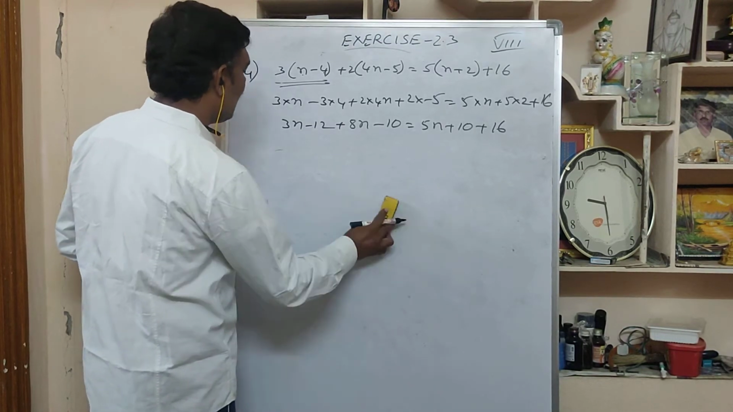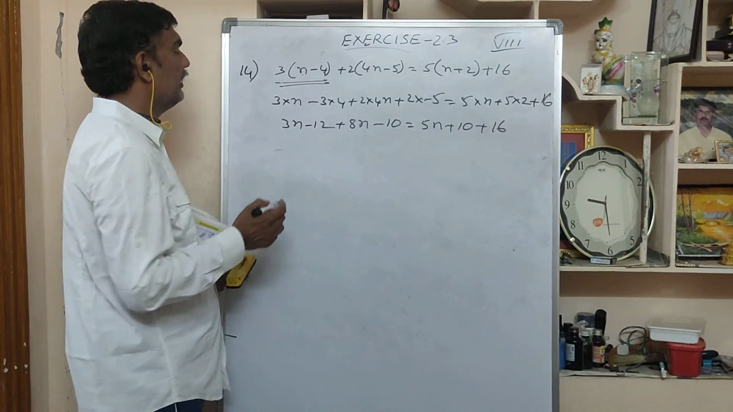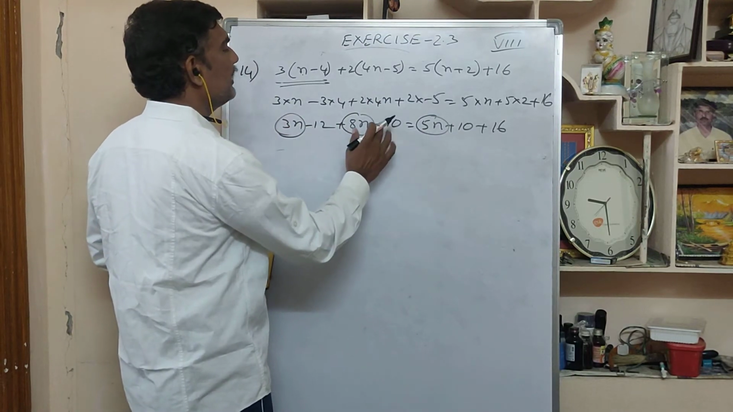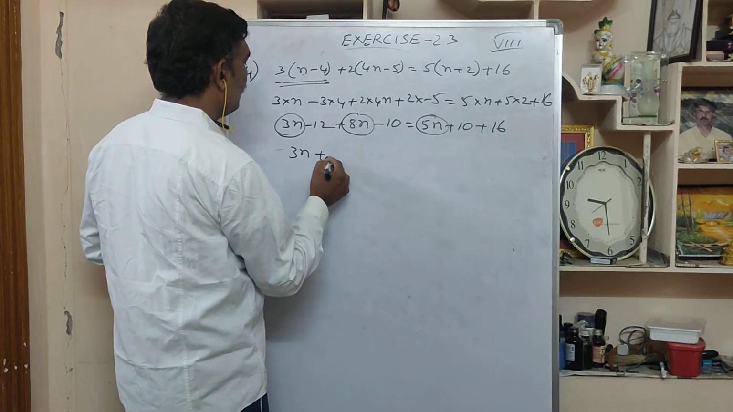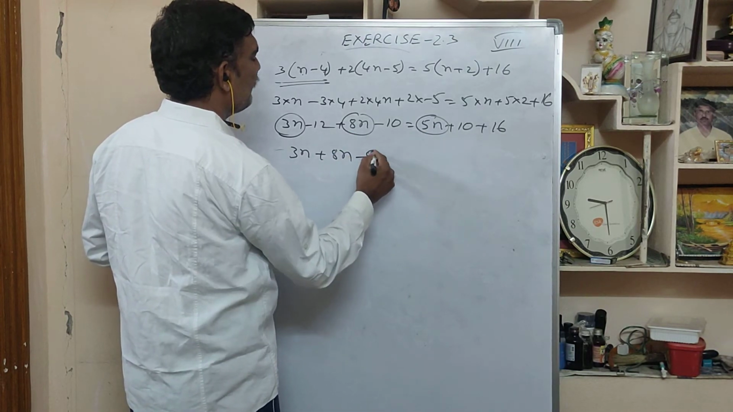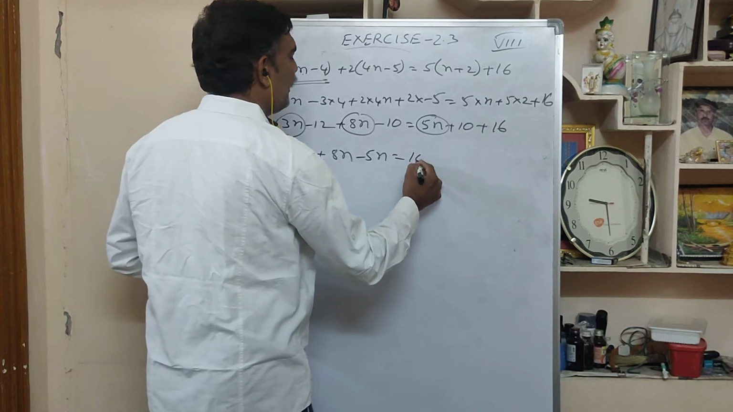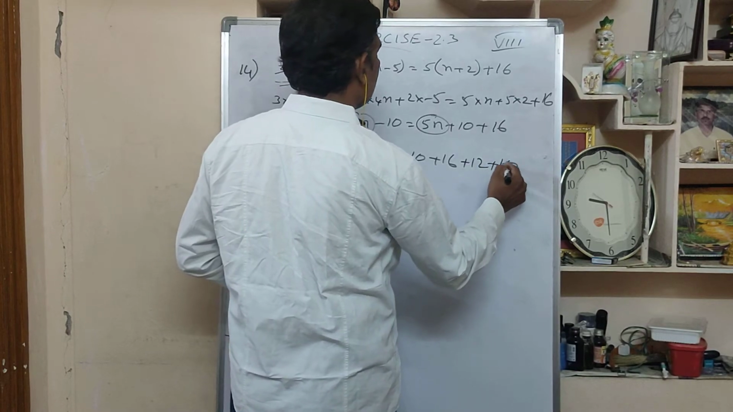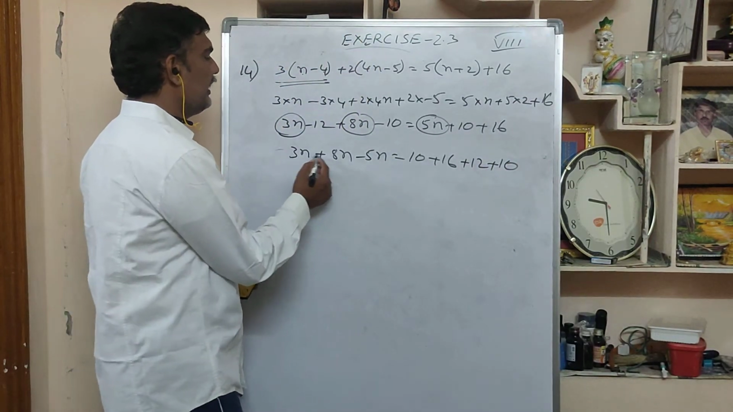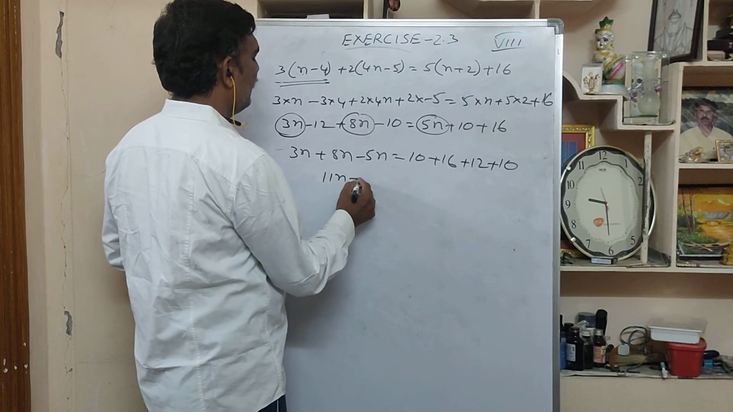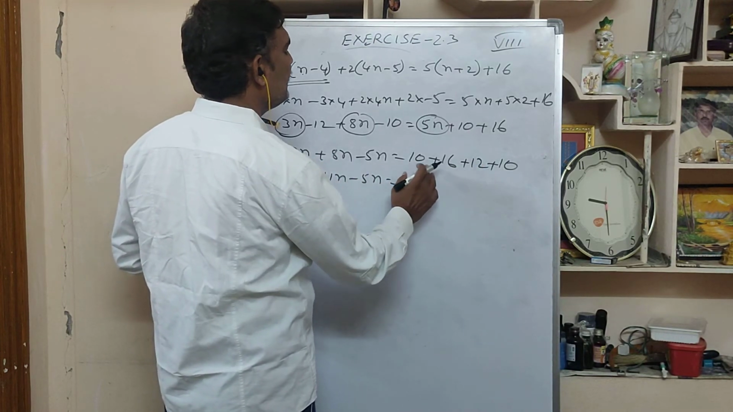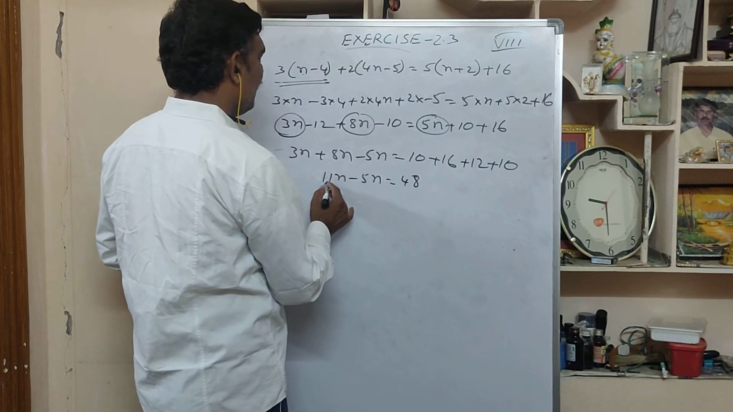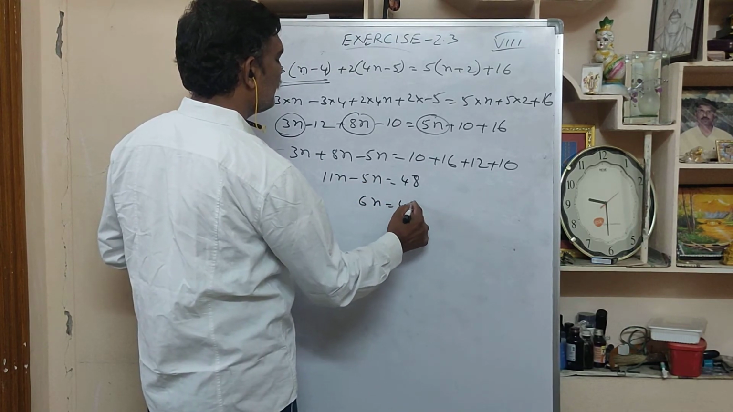Now here what you have to do is like terms you should take to one side. N's, whatever are there, you have to bring to one side. Remaining numbers take to that side. Here 3n plus 8n, 5n you are taking this side. Minus 5n is equals to, already here you have 10 and 16 numbers. From here to here you are taking plus 12 plus 10. Then 3n plus 8n is how much? 11n minus 5n. Here if you add this entire 10, 20, 36, 38, 48. So 11n minus 5n is 6n is equals to 48.